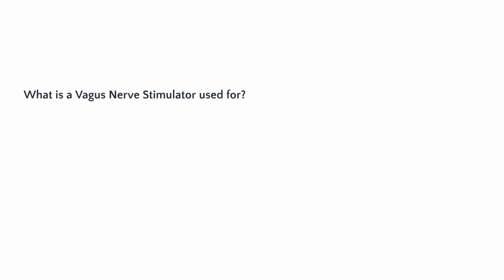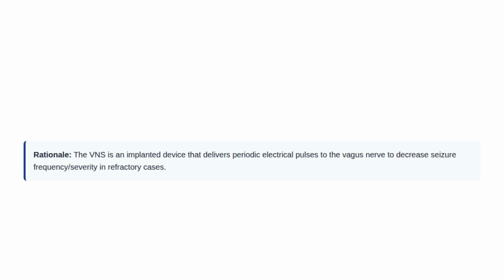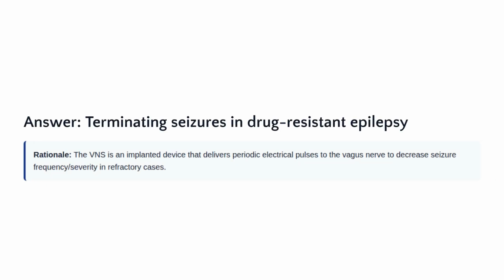What is a vagus nerve stimulator used for? The vagus nerve stimulator is used for terminating seizures in drug-resistant epilepsy, offering a non-pharmacological treatment option.